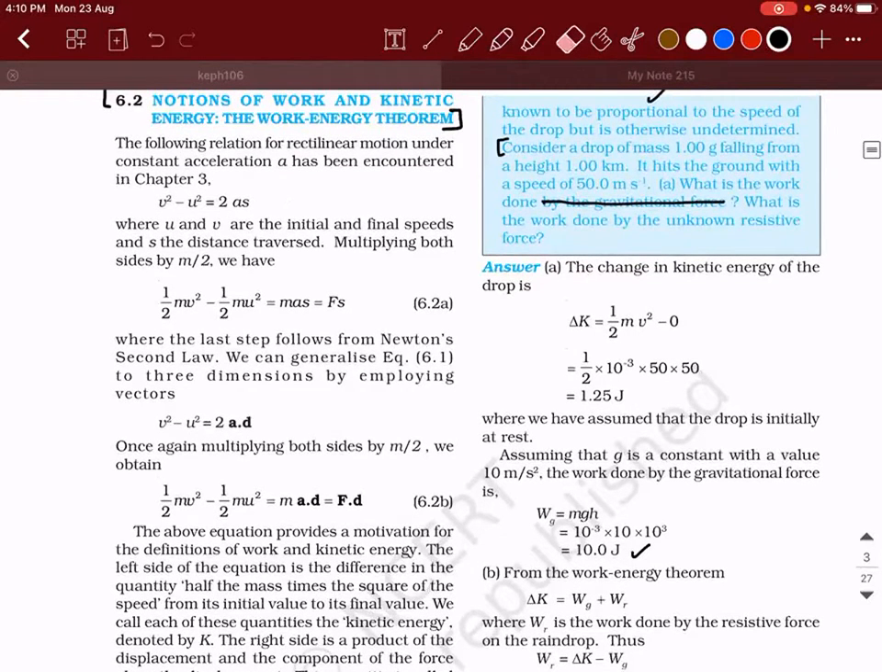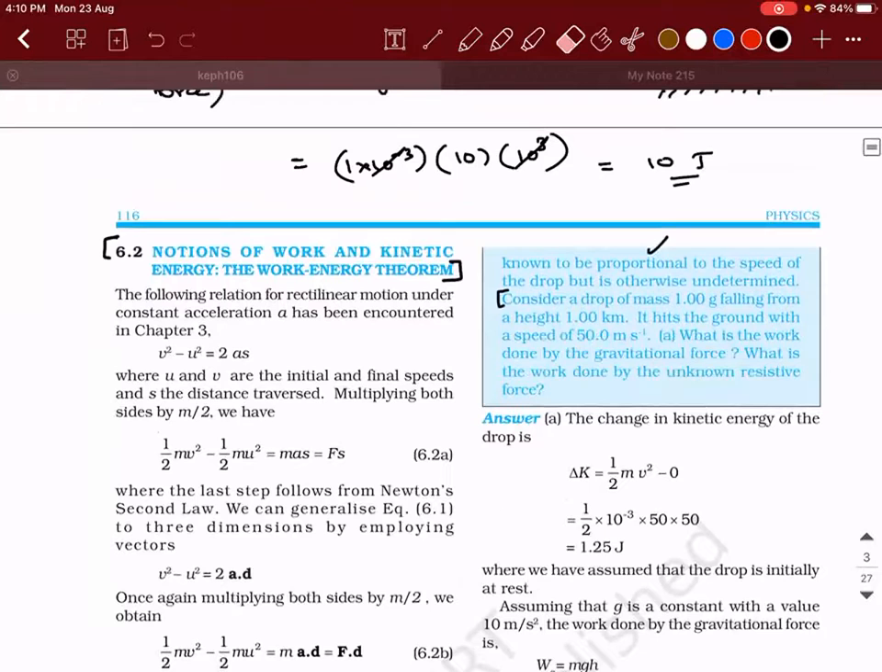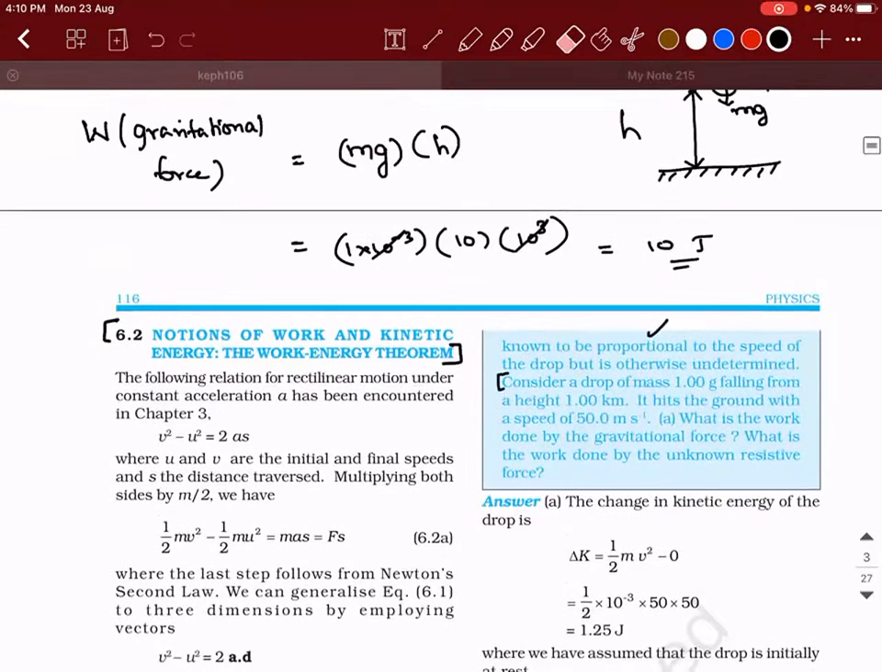What is the work done by the unknown resistive force? Right, this is where the important question is. The second point is important, I'll tell you how to solve. Will you be able to solve this second part of the problem using the formula of force into displacement into cos theta? We don't know the magnitude of that resistive force. Yes, because they told clearly it is undetermined. We don't know the value of it, so we cannot use it.